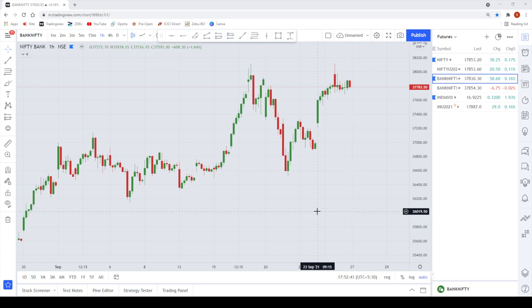Let's start the video. Generally, option selling requires huge margin. For example, if you want to sell one lot Nifty or Bank Nifty, we need minimum capital of more than 1 lakh or 1.5 lakh. So here I am going to explain how to reduce the margin money and create some low risk strategies.